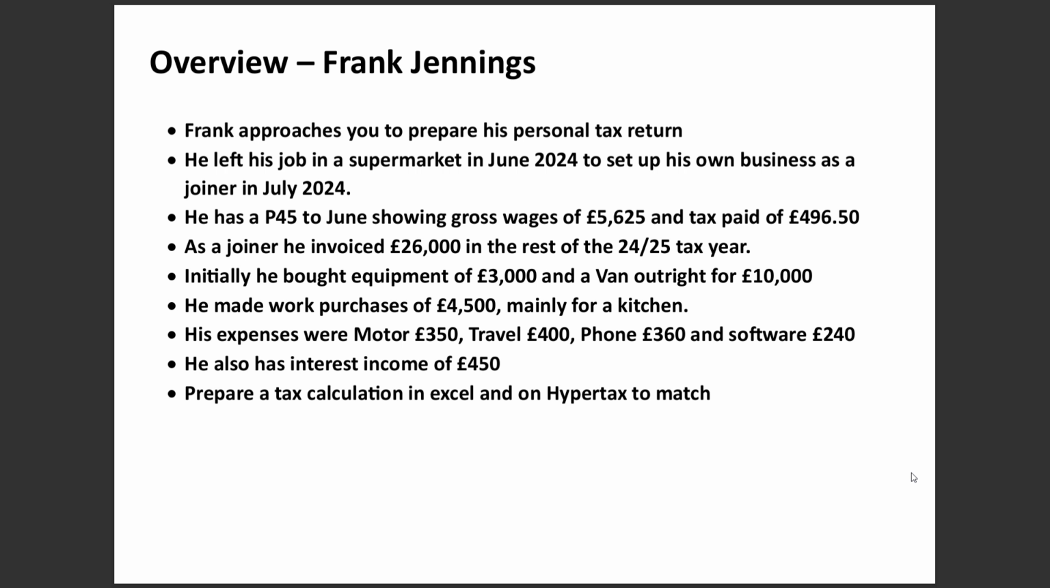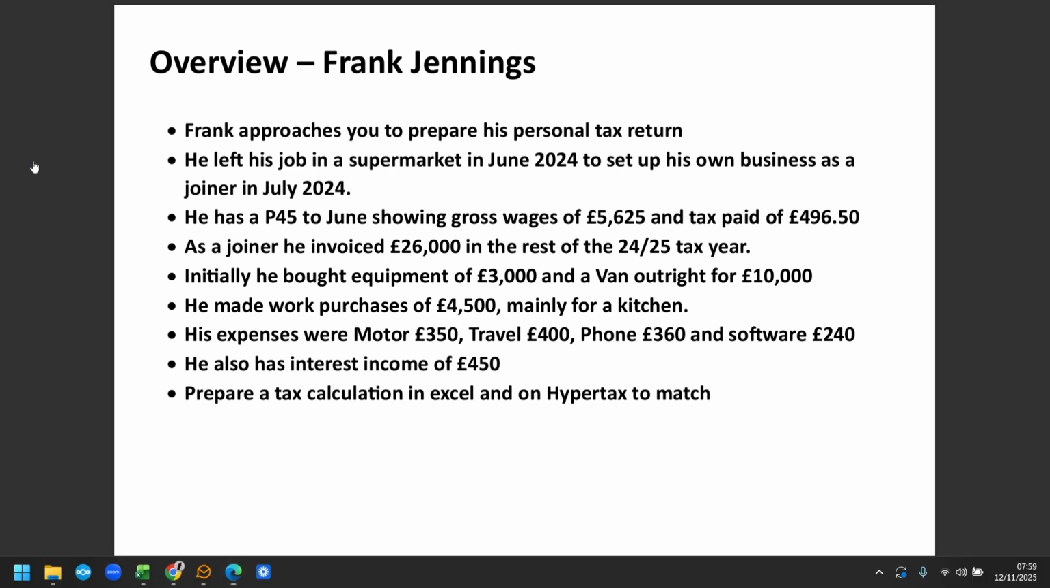As a joiner, he invoiced 26,000 in the rest of the 24-25 tax year. He initially bought equipment of £3,000 and a van for £10,000. He made work purchases of £4,500, mainly for a kitchen. His expenses were motor £350, travel £400, phone £360, and software £240. He also has interest income of £450. So prepare his tax calculation in Excel and on HyperTax to match.